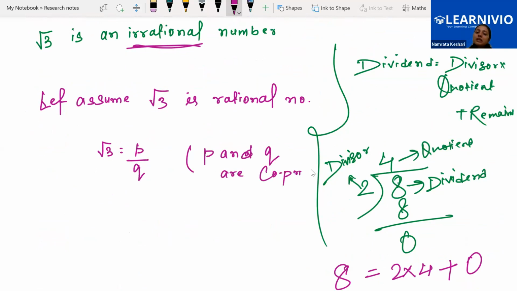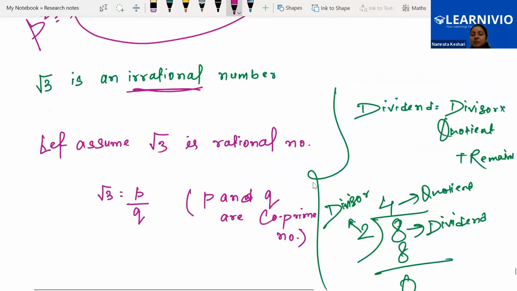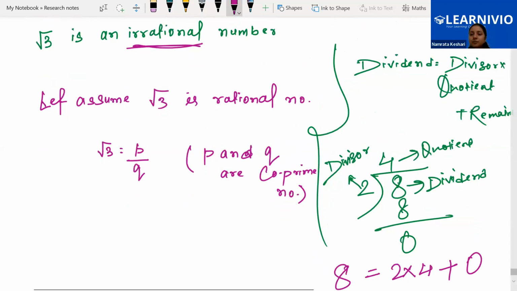Why are we assuming they are co-prime numbers? We are just saying that there is no common number which can divide P also and can divide Q also. There is no number which can divide both P and Q. That is the definition of co-prime numbers. So far, is it clear to all of you?